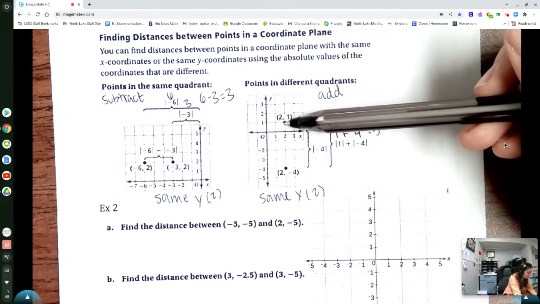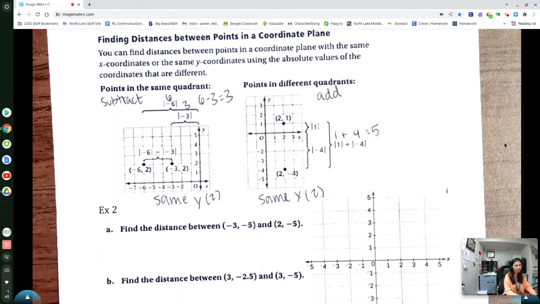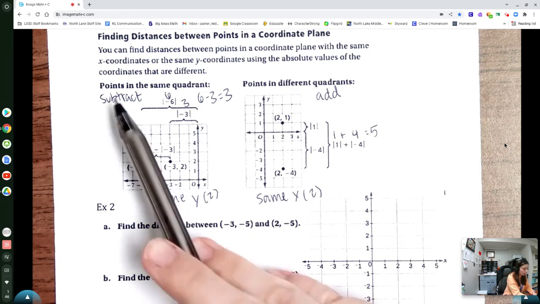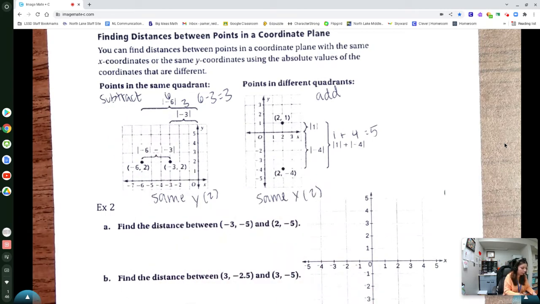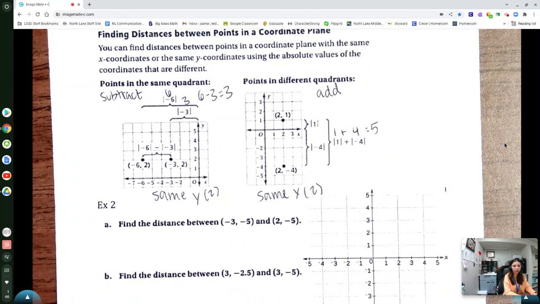And we can count that on our coordinate plane. 1, 2, 3, 4, 5. I know that's kind of funky, but it's just a set of rules that we want to follow. So we have to decide, do they have the same x or same y? Then we take the absolute value of whatever is different, and depending on if they're in the same quadrant or different quadrants, we'll either subtract or add. Again, I know it's kind of weird, but let's just do some examples.